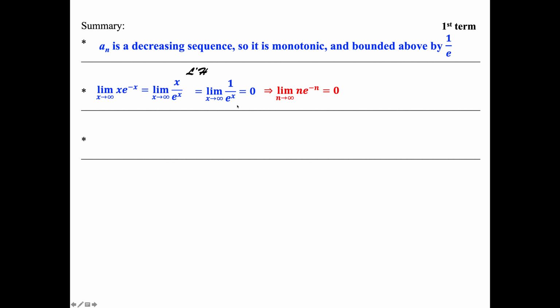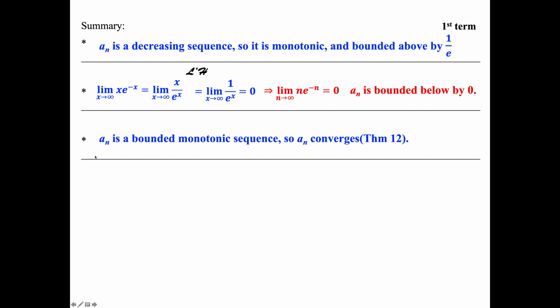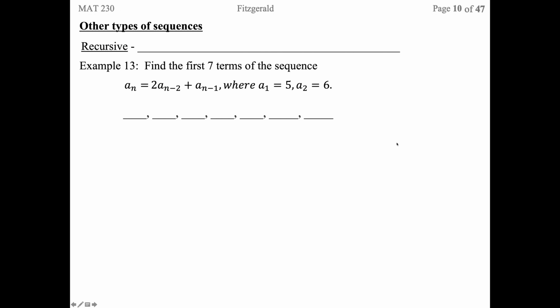So if the function works, therefore so does the sequence function have to have the same limit that we talked about before break. And that's going to be your lower bound. We have a bounded value above, we have a bounded value below. So a sub n is a bounded monotonic sequence. So a sub n converges based off of theorem 12.